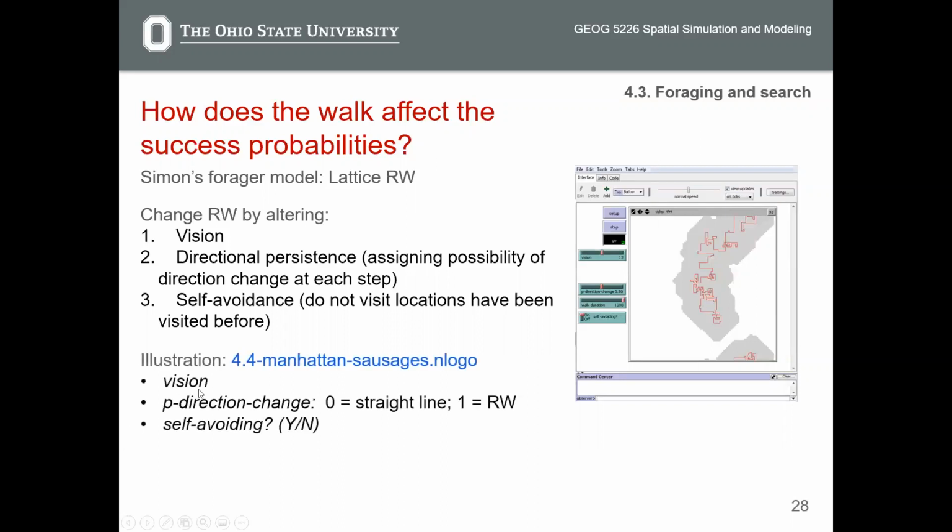And yeah, this specific model is 4.4 Manhattan sausages dot nlogo. I will tell you the reason why this name here is very strange. It's called Manhattan sausages. Okay, so this is a model.